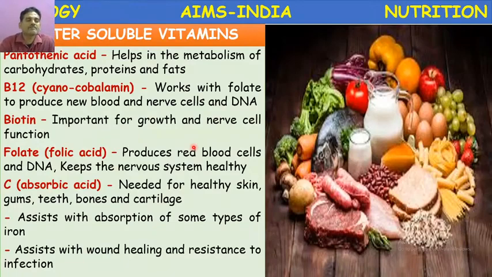What are the vitamins present in the vitamin B complex? Vitamin B1, thiamine, vitamin B2, riboflavin, vitamin B3, niacin or nicotinic acid. Okay. And vitamin B12, cyanocobalamin, pantothenic acid, folic acid, biotin or vitamin B7, and vitamin B6, which is also called pyridoxine. These are the B complex vitamins, and ascorbic acid or vitamin C. These are all the water soluble vitamins. Okay.